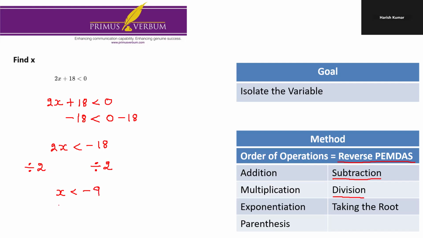So I have x is less than minus 9 and this is the value of x, and we have found the value of x by using the reverse PEMDAS method. It is x is less than minus 9.